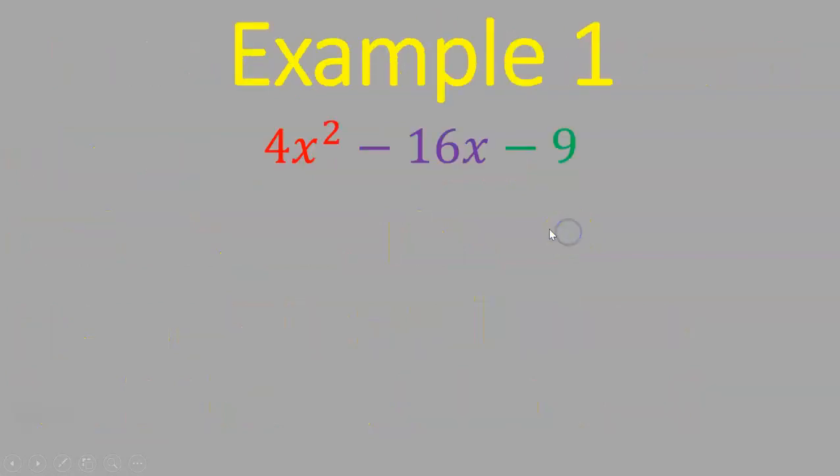So for our first example, we're wanting to factor this. Okay, and notice that this 4 causes trouble. Ordinarily, we would just say, what are two numbers that multiply to give you -9 but add to -16? But this 4, again, keeps you from doing that. We'll explain why the 4 changes things when we look at our answer.